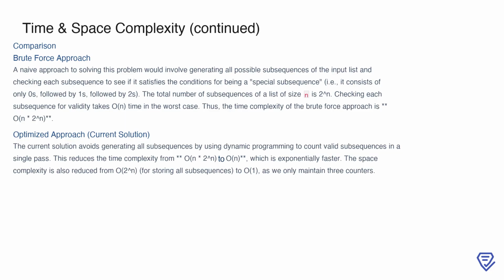By contrast, the current solution avoids generating subsequences altogether. Instead, it counts valid subsequences in a single pass using dynamic programming principles. This reduces the time complexity exponentially, from O(n * 2^n) to O(n). Similarly, the space complexity drops from O(2^n) to O(1), as we only track three counters instead of storing all possible subsequences.